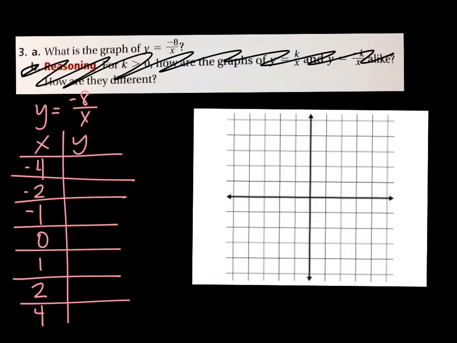So if you plug in -4, you get +2. If you plug in -2, you get +4. And all I'm doing here is dividing this number by this number, and then this number by this number. So -8 divided by -1 is +8. -8 divided by 0 is undefined. -8 divided by 1 is -8. -8 divided by 2 is -4. -8 divided by 4 is -2. And now graph those.